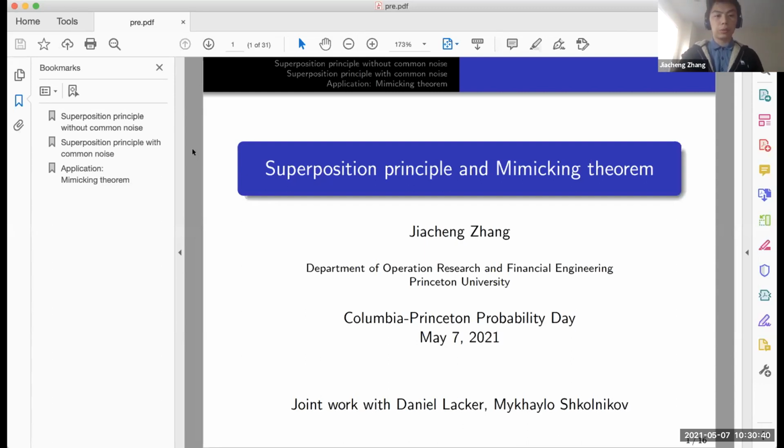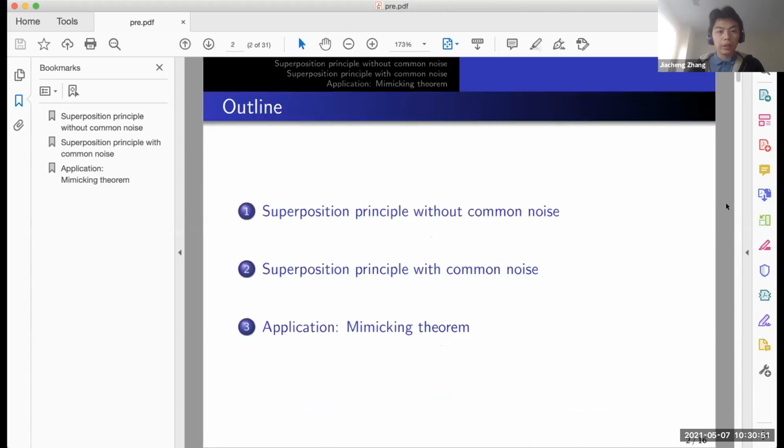So today I'm going to talk about the superposition principle and its application, the mimicking theorem. This is a joint work with my PhD advisor, Misha and Dan. Okay, so first the outline. The outline is pretty straightforward.